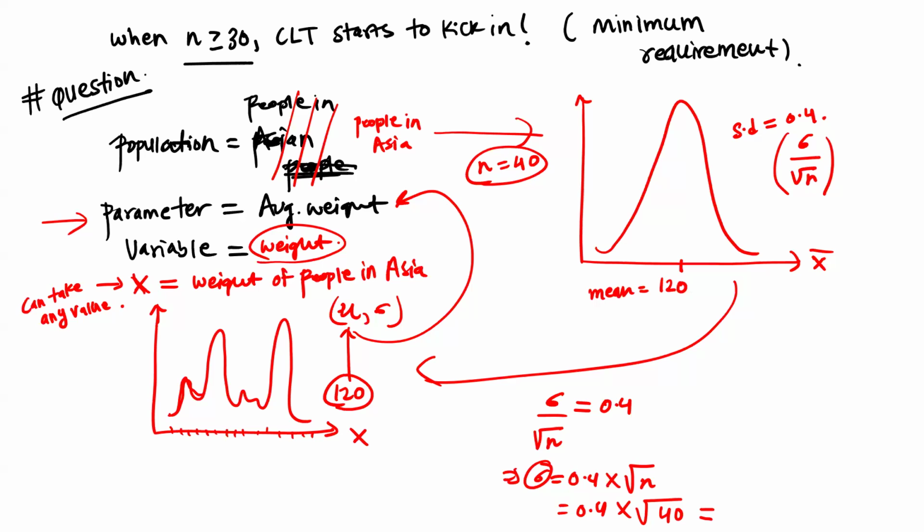Does that make sense? You use the central limit theorem, you see where the mean is, you see what the standard deviation is, and you can trace it back to your population, okay? Any questions?